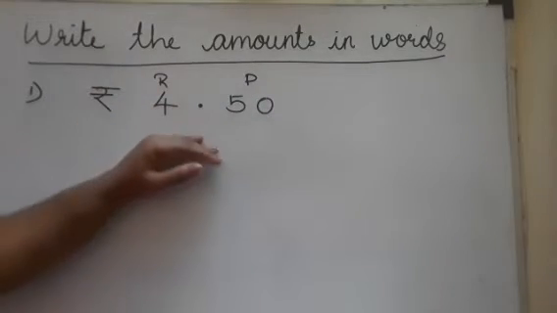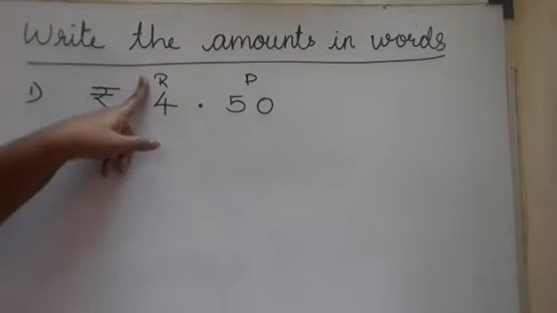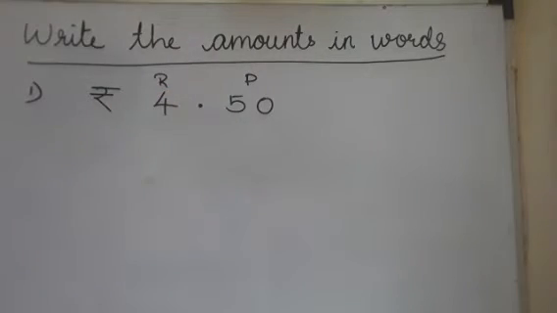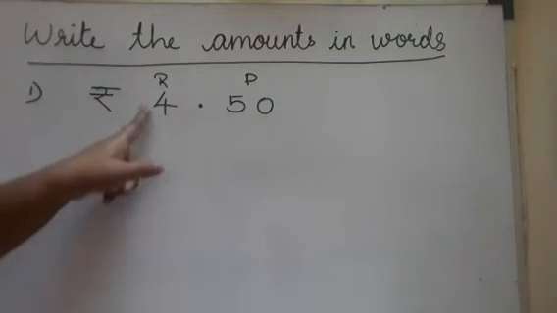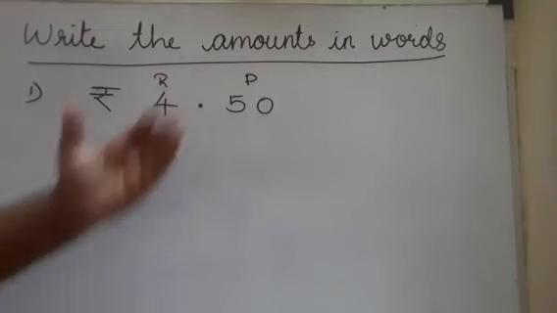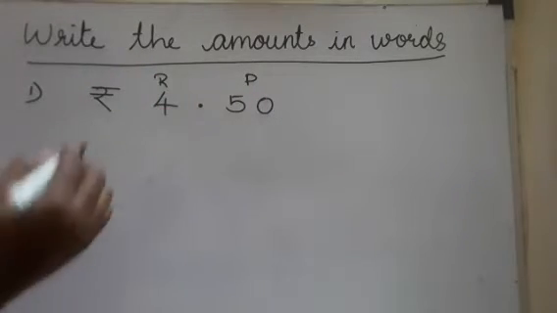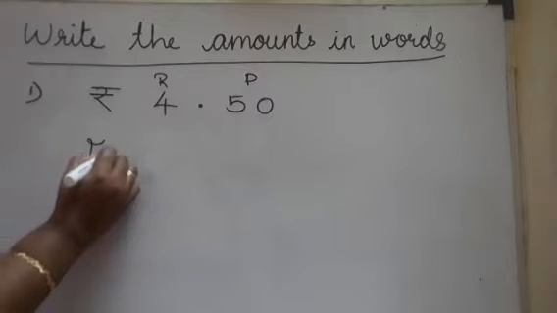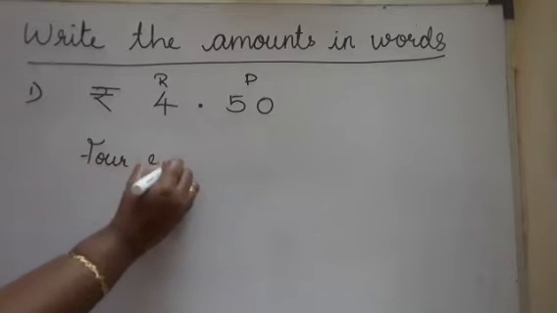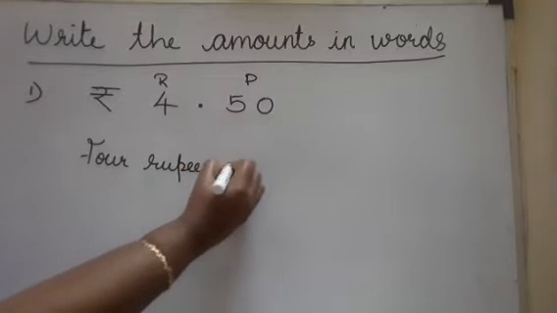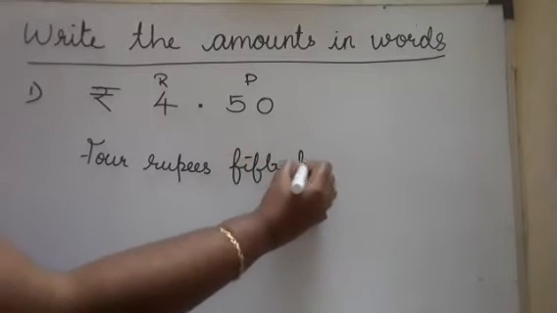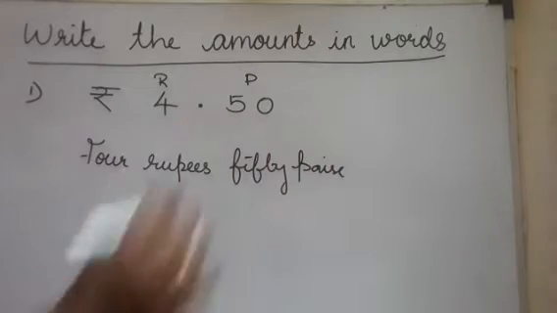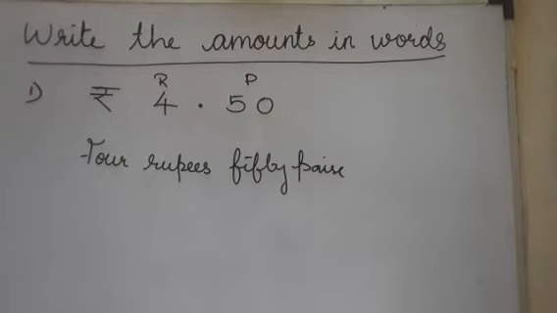And we can read this amount as 4 rupees 50 paise. How can we read this amount? It is 4 rupees 50 paise. And we can write this amount as 4 rupees and 50 paise. It is so easy, isn't it?